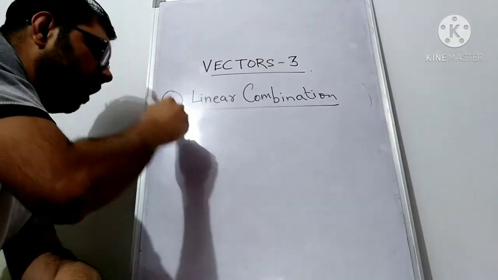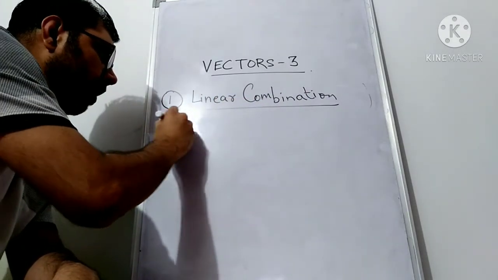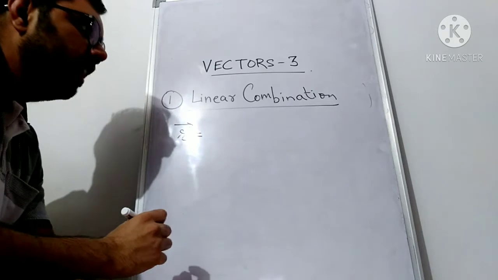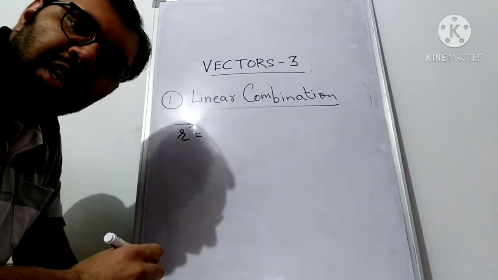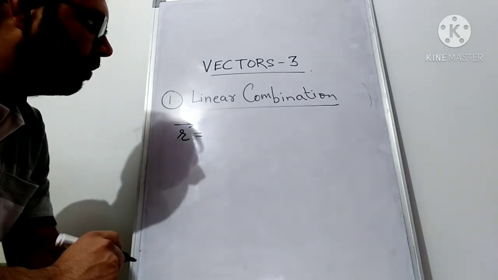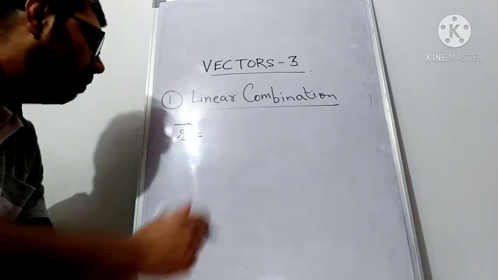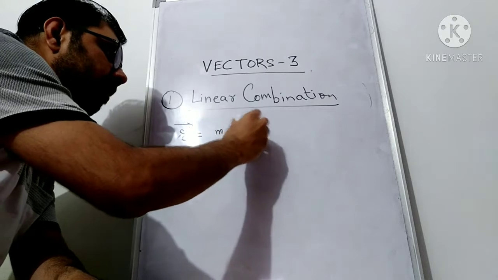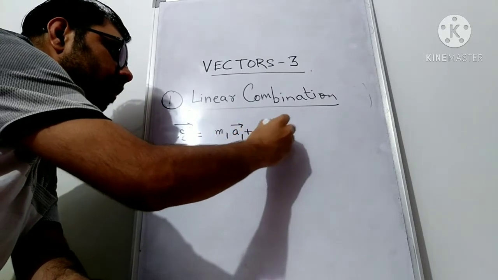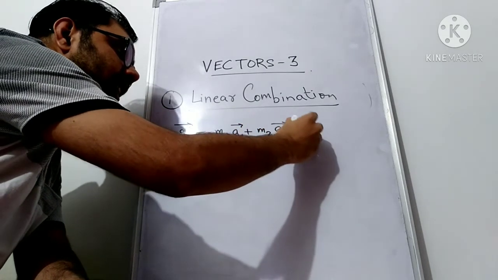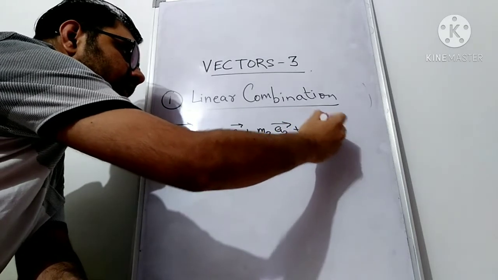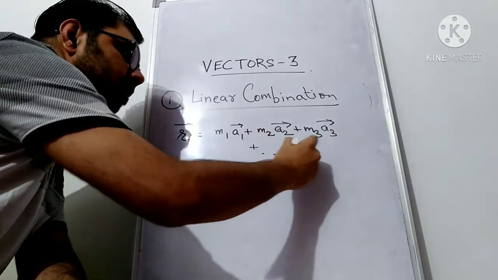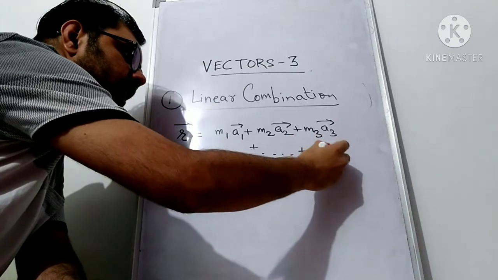Any vector R can be expressed or represented as a linear combination of some vectors a1, a2, a3 up till an, if we can write them in this form: m1 a1 plus m2 into a2 vector plus m3 into a3 vector, up till mn into an vector.